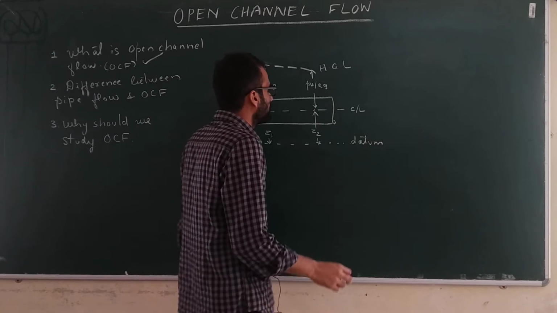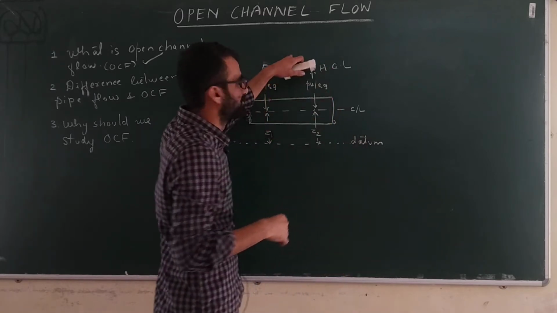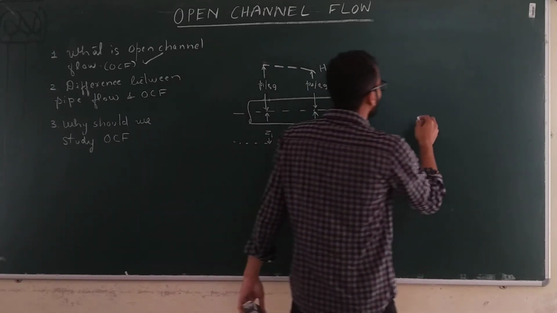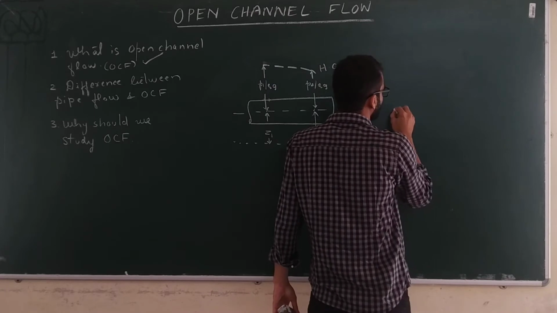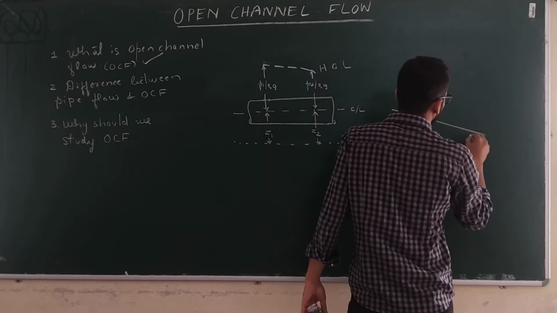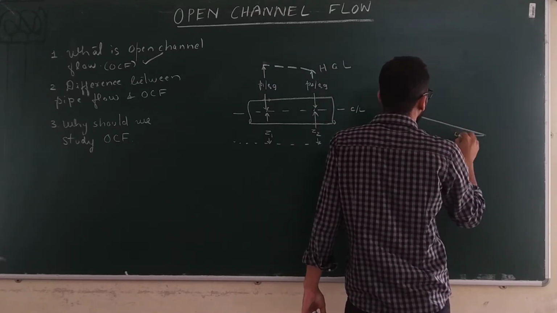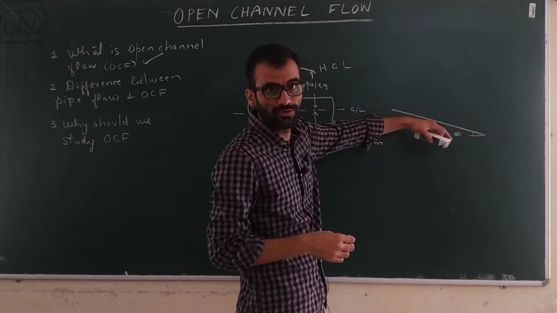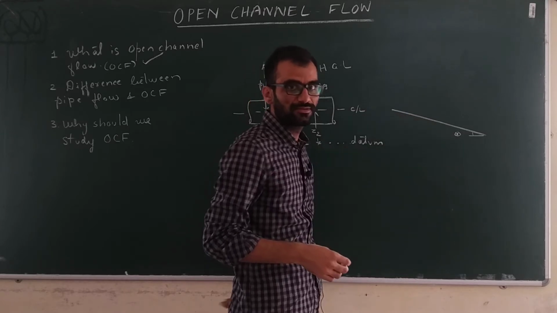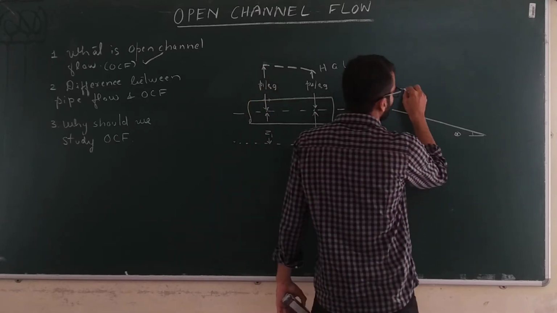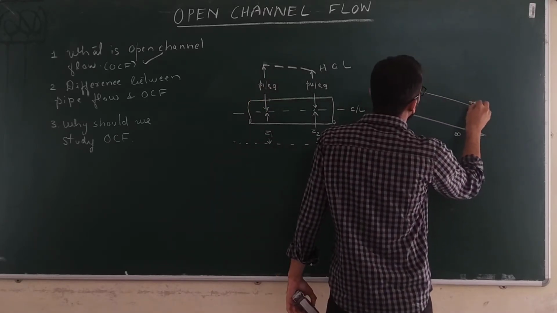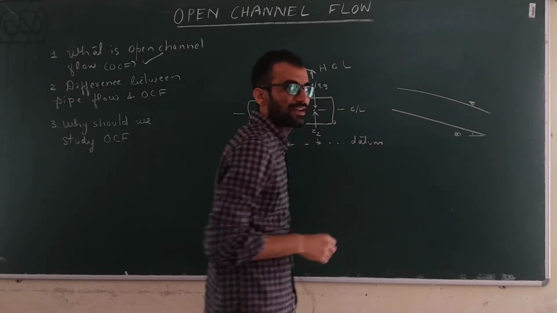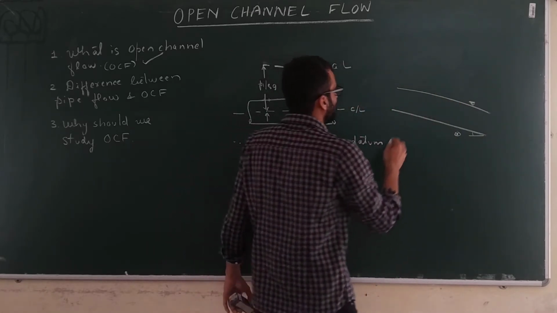Now if you look at an open channel flow, I am not drawing the velocity head because it's not needed right now. So let's observe an open channel flow. How can you get an open channel flow? Just give some slope to a channel. Water will flow because of gravity force, so you will get an open channel flow.